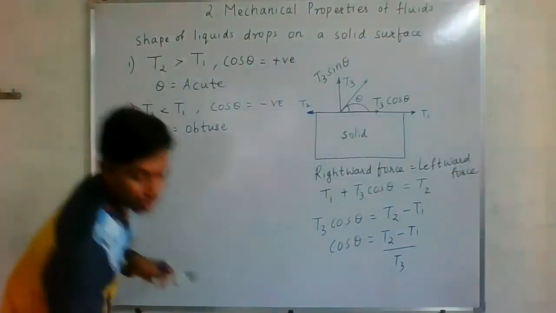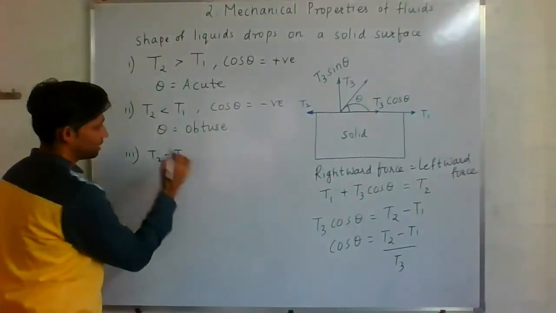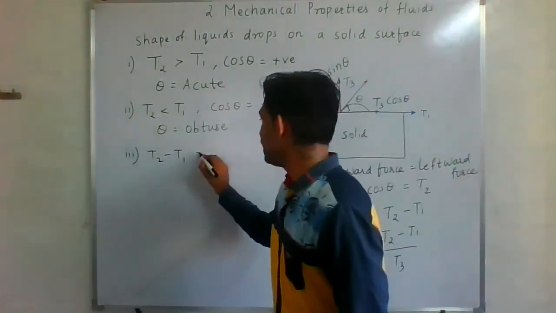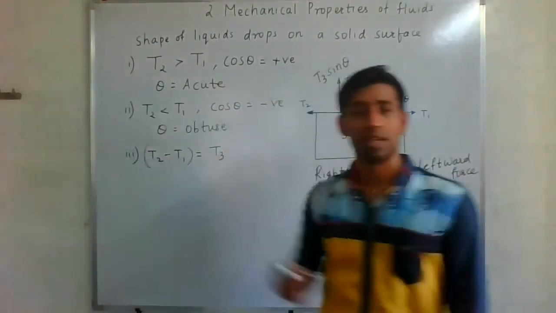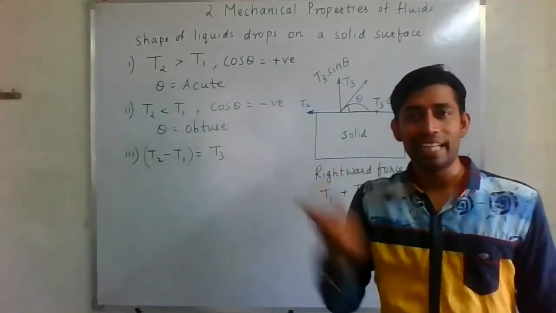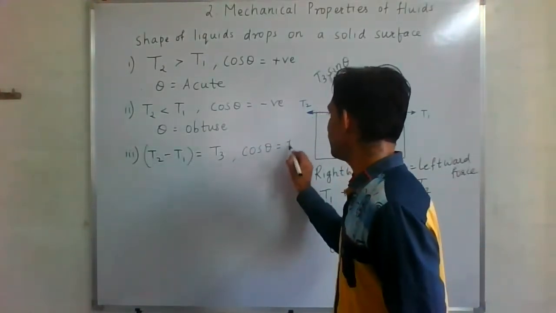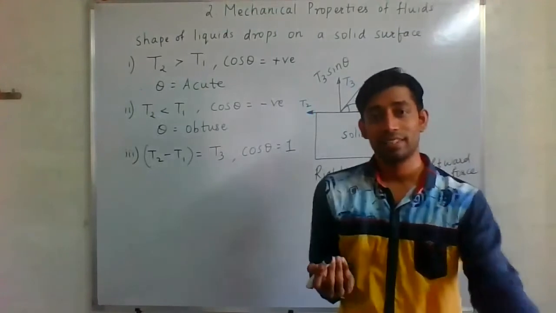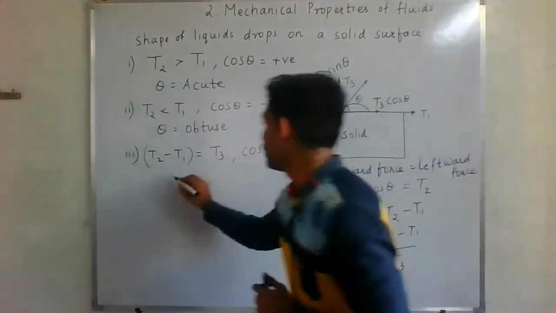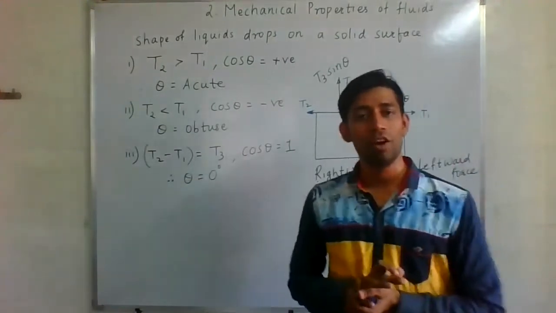Let's move on to the third case. The third case is when T2 minus T1, whatever value you get, is equal to T3. Understood? If both values are equal, they will cancel out, so the answer will be 1. Therefore I can write cos theta is equal to 1, and you know that cos 0 is 1. So in this case, theta will be 0 degrees, a 0 angle of contact.